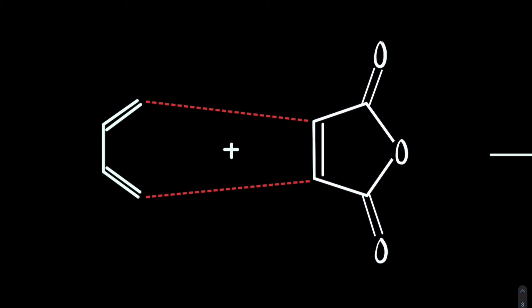So let's take a look at this first practice problem. With all these practice problems, I've already drawn in the red dotted lines. So you're going to want to do that from carbons 1 and 4 of the diene to carbons 2 and 3 of the dienophile. So now we can run the reaction. Perform the cyclic redistribution of bonding electrons.